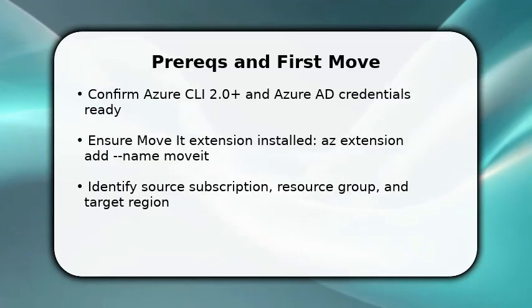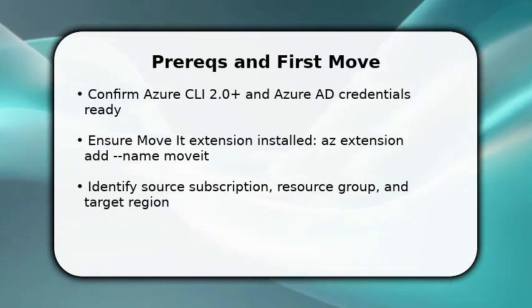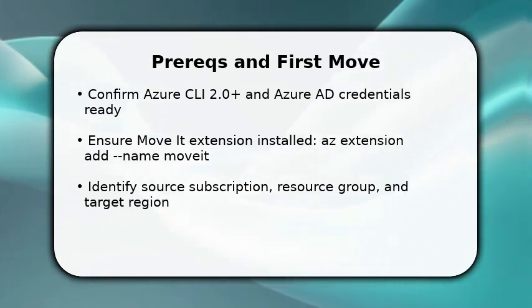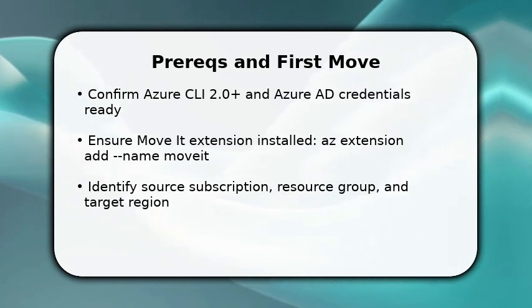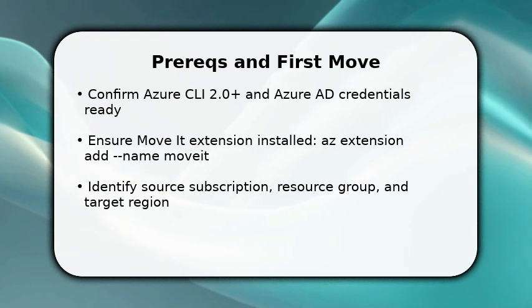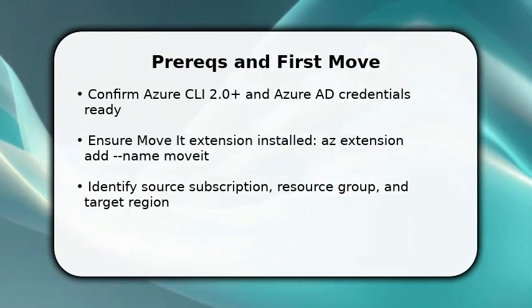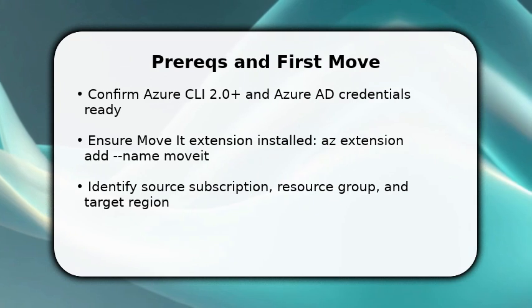You start by confirming the essentials. Azure CLI installed and authenticated, the move extension added, and you have Azure AD rights to move resources. Once done, list the source resources with az resource list filtered by resource group so you know what to move. Make sure to note dependencies like NICs or disks.